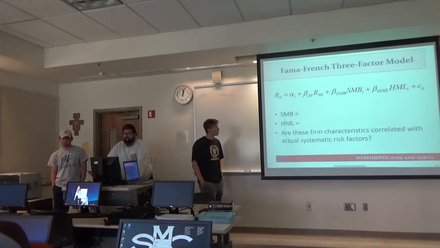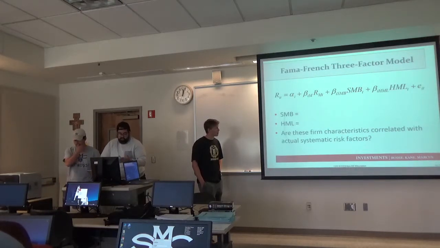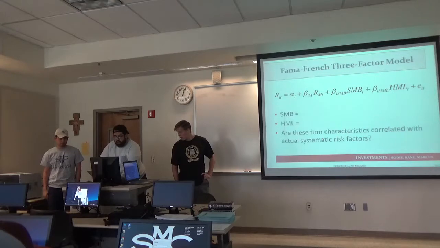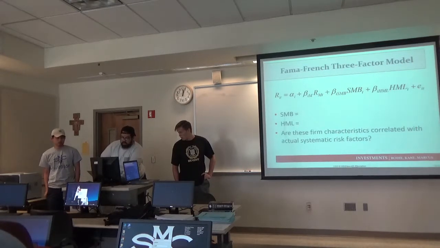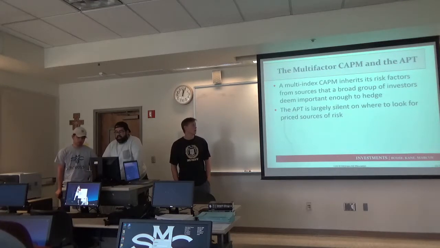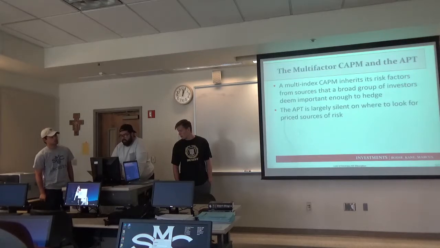So the Fama-French 3-factor model includes SMB, which is small minus big, that's the firm size, and HML, which is high minus low, which is the book-to-market ratio. So the Fama-French really takes into account size risk and value risk. The multi-index CAPM inherits its risk factors from sources that a broad group of investors deem important enough to hedge. The APT is largely silent on where to look for priced sources of risk.